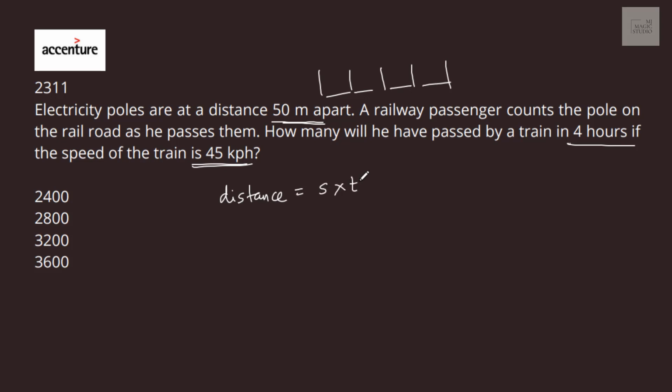Distance is given by speed into time. That is 45 km per hour into 4 hours. That will give 45, 90, 180, 180 kilometers.